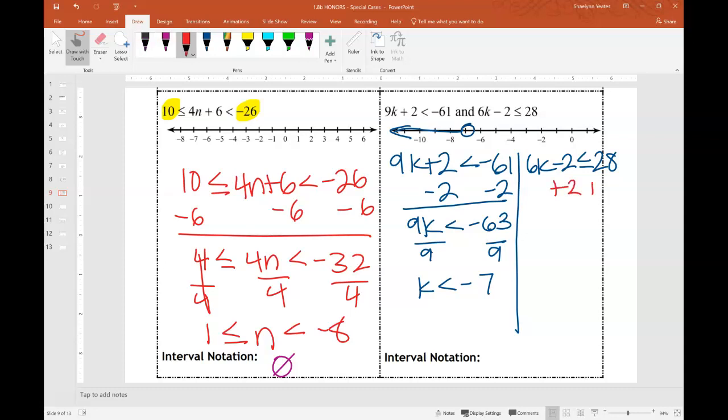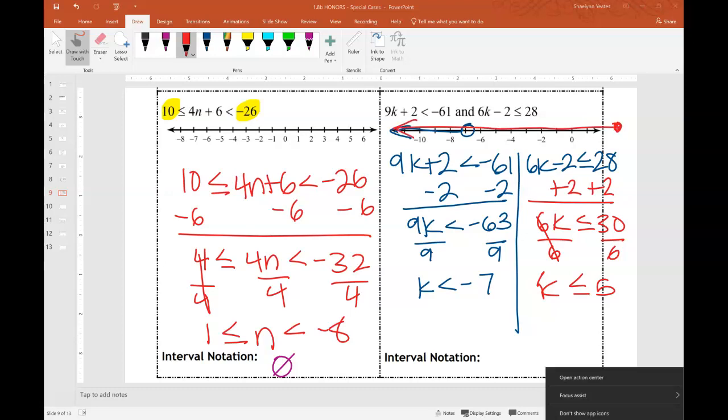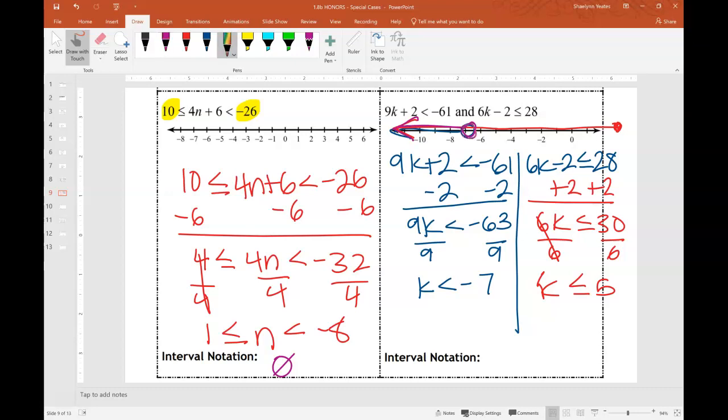So here we're going to add 2 to both sides. I get 6k is less than or equal to 30. Divide both sides by 6. And I get k is less than or equal to 5. I'm going to go to the 5, which is over here. So it's a filled in dot on 5, everything to the left. And we only want overlap. So the only part we care about is from here to the left, because that is the only place they overlap.